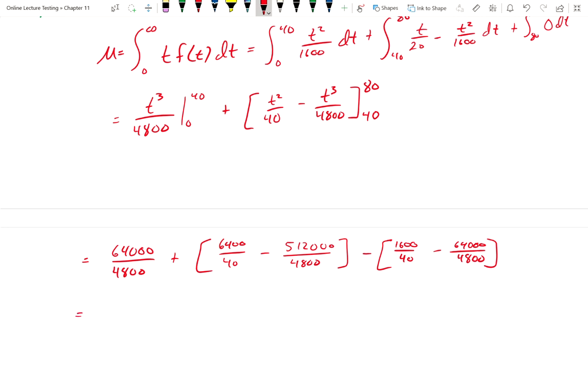Good thing is we can reduce a lot of things down. And we are going to get 120 minus 2,400, or 240 thirds, which reduces down to 120 minus 80, which is equal to 40 minutes. So the average time a person spends in REM sleep is 40 minutes.